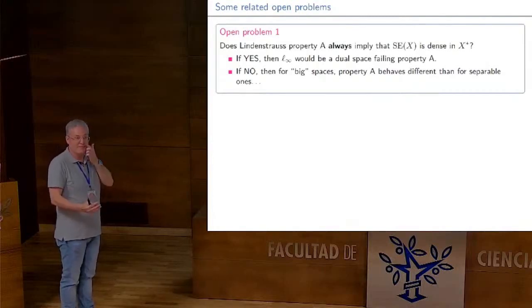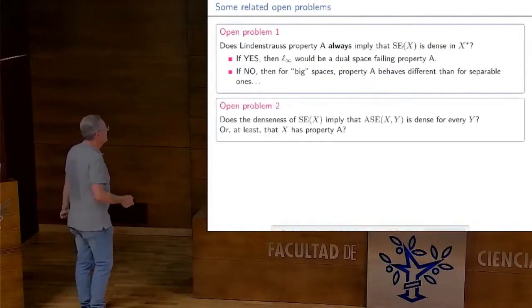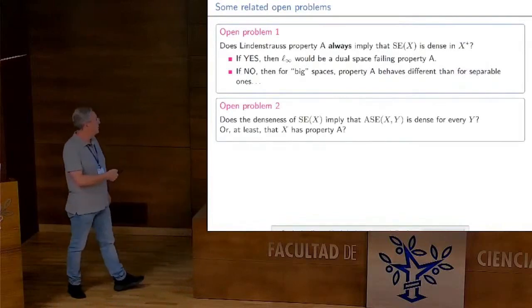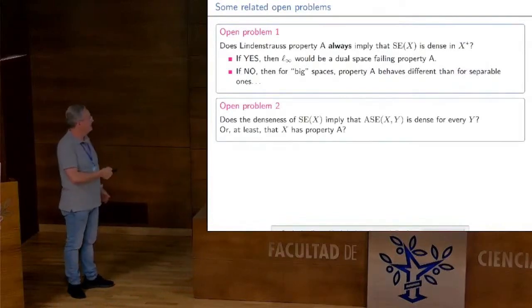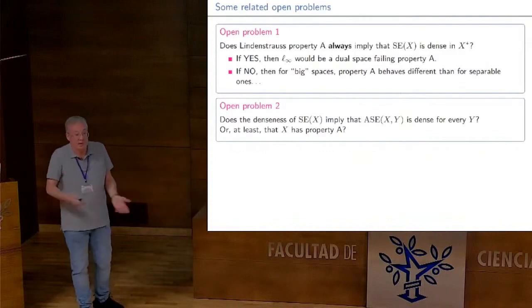Because if your space doesn't admit a locally uniformly rotund equivalent norm, then it's very hard to use the norm attainment in the way we are using it. We don't know. Maybe you can do it in another way, but we don't know. The second problem is that we don't know in general whether the denseness of the strongly exposing functionals implies that the set of absolutely strongly exposing operators is dense for every Y, or at least that the set of non-attaining operators from X to Y is dense for every Y. We don't know.